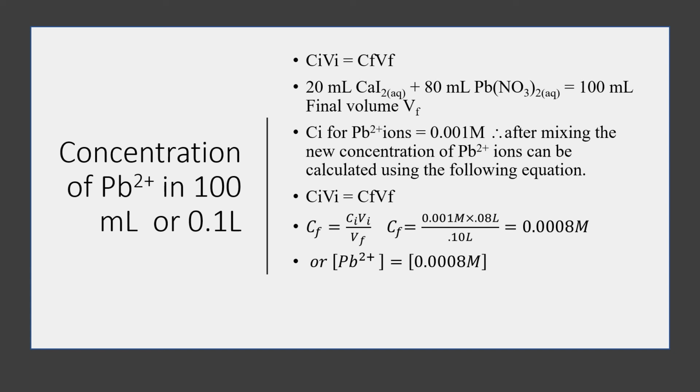So again, we're going to use the same equation, CiVi = CfVf. The initial concentration, again, we have it here, is 0.001. The initial volume is 0.080 liters. That's the volume in liters. And the total volume is 0.1 liters. So using this information, when you calculate it, the concentration of lead ions will be 0.0008 moles per liter. So now you have calculated the concentration of iodide ions separately in the previous slide and the concentration of lead ions in this slide.